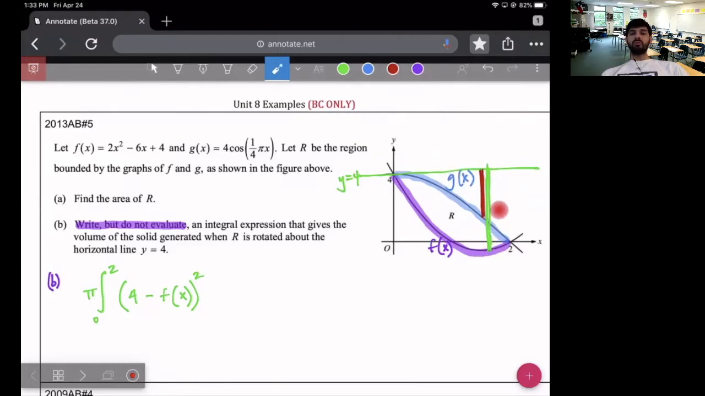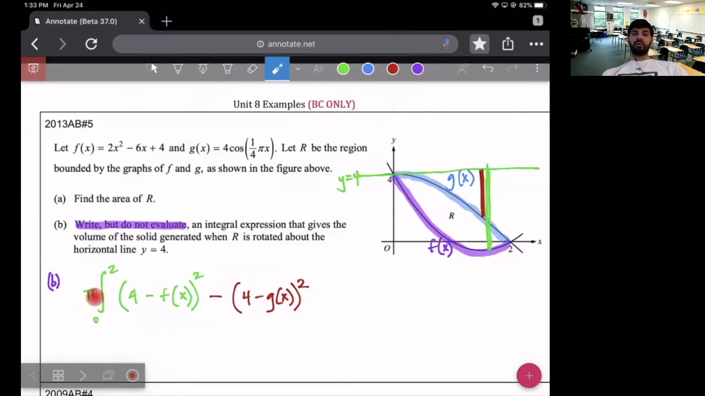I want to remove the stuff that's in between the line y equals 4 and the graph g of x as well. I want to remove that. So I need to subtract that piece out. And it's going to look very similar to this first term we wrote up here. But instead of writing 4 minus f of x, it's going to be 4 minus g of x, because that's the distance between 4 and g of x here on this graph. So the reason why I squared this guy now is because this is a different radius, and I need to square it. I need to subtract it out, and I factored out this pi right here.